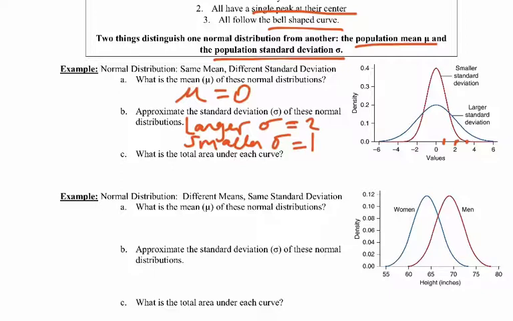What is the total area under each curve? Well, for any continuous distribution, the total area, remember from the last section, is always 1. So they're both going to have an area of 1 contained underneath their curves.